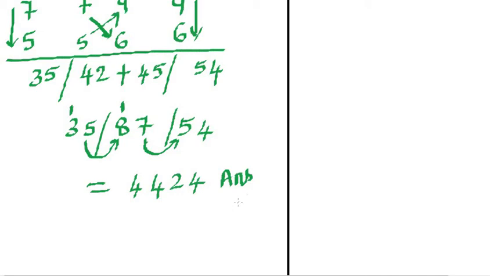Let's take a little bit bigger number by taking 53 multiplied by 84.